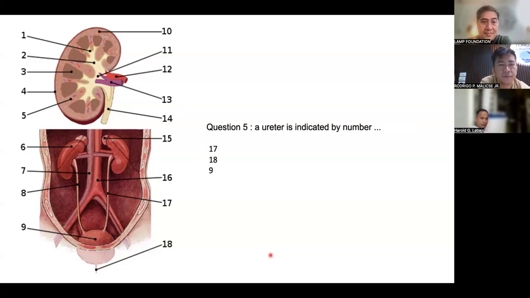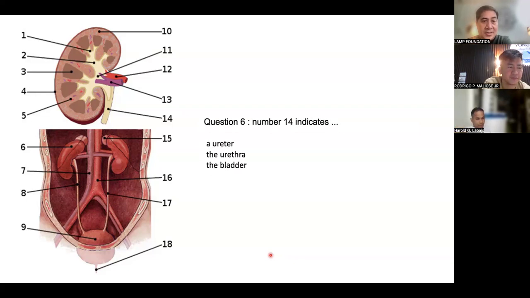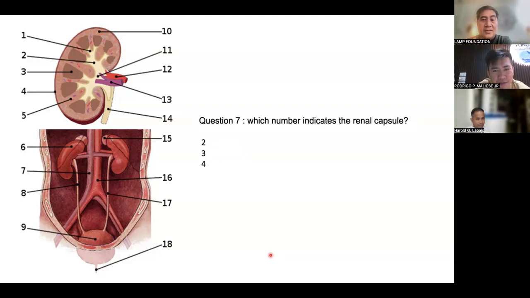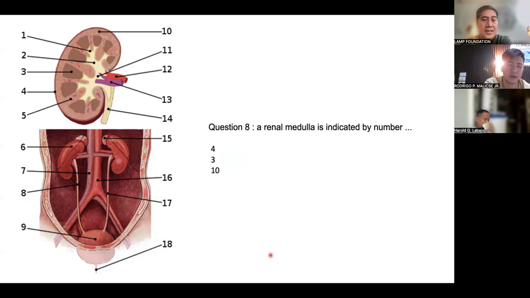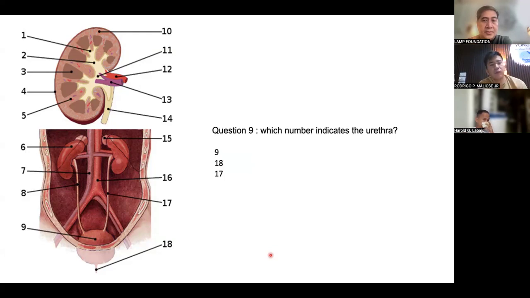Ureter, what number? The ureter is number 17. Number 14 is the ureter. Okay, what number is the renal capsule? The renal capsule is number 4. Renal medulla is what number? Number 3, renal medulla.